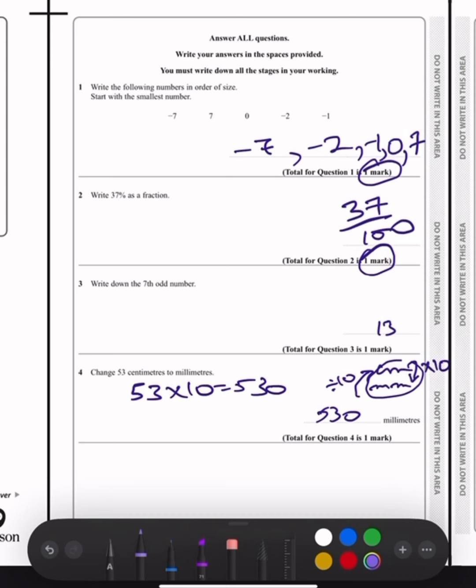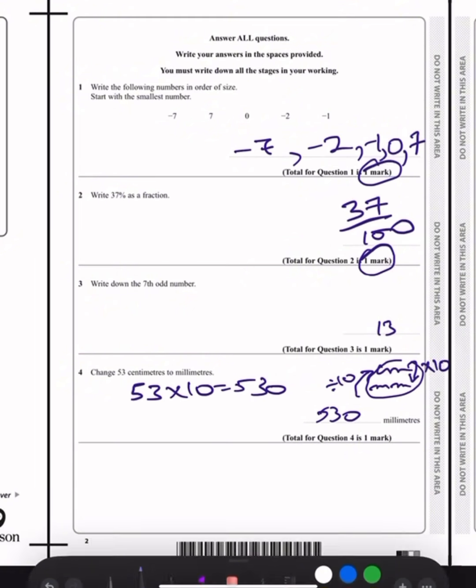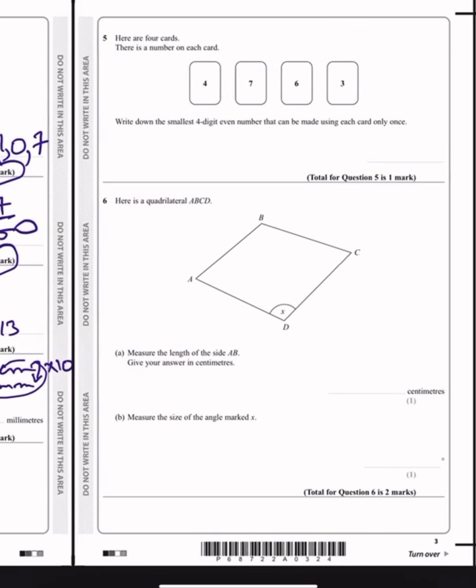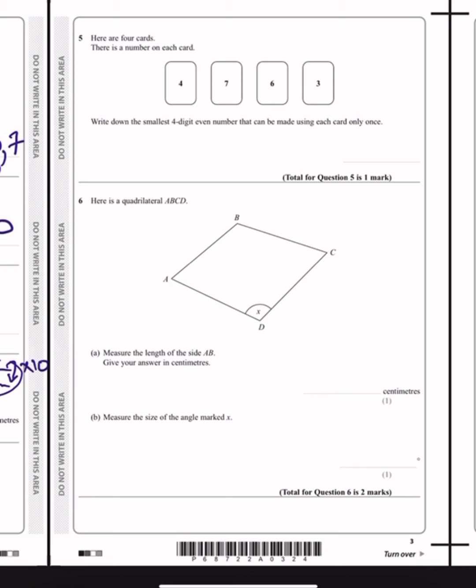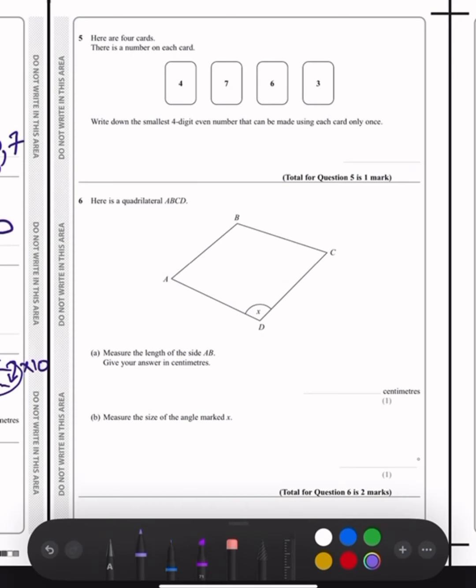You'll be all set. Okay, so now we've done these questions, we've earned all of the 4 marks here. Now we're going to move to the next one. Here we're on the next one. We're given a question of 4 cards. So here are 4 cards. There is a number on each card. The numbers are 4, 7, 6, 3. Write down the smallest 4-digit even number that can be made using each card only once.